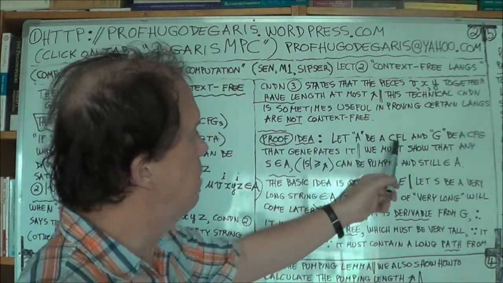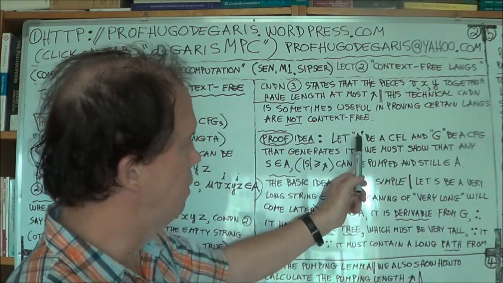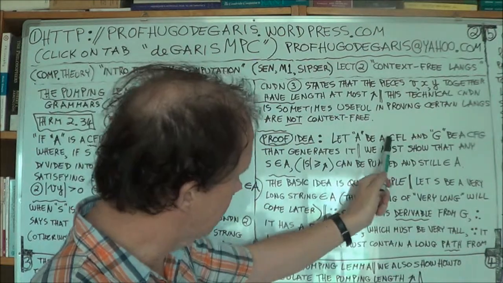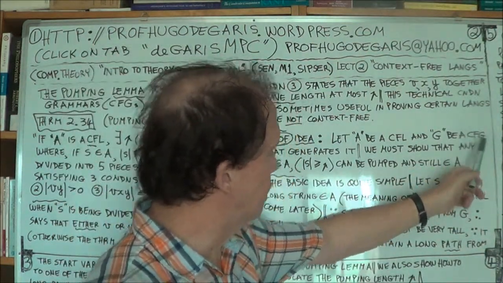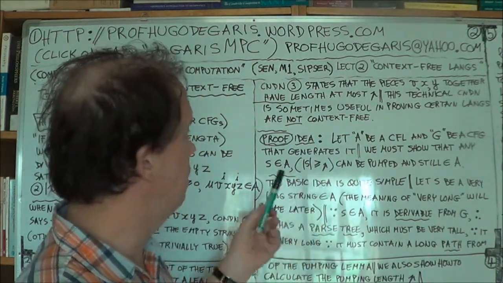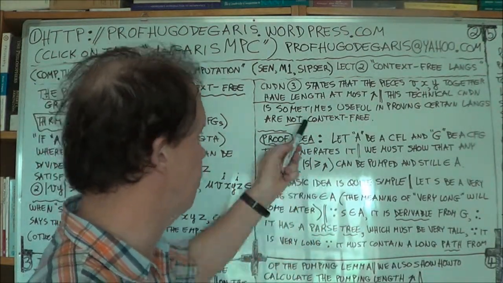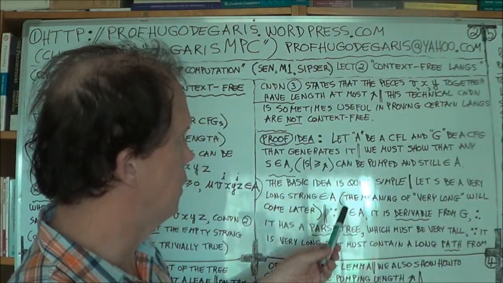So you've got a language, right? And you're told it's a context-free language. So you start with that. So A is a context-free language, and G, obviously, is the context-free grammar that generates it. So that's what you're starting with in your proof. Well, this is the proof idea, the overview, and we'll do the details in later sessions.